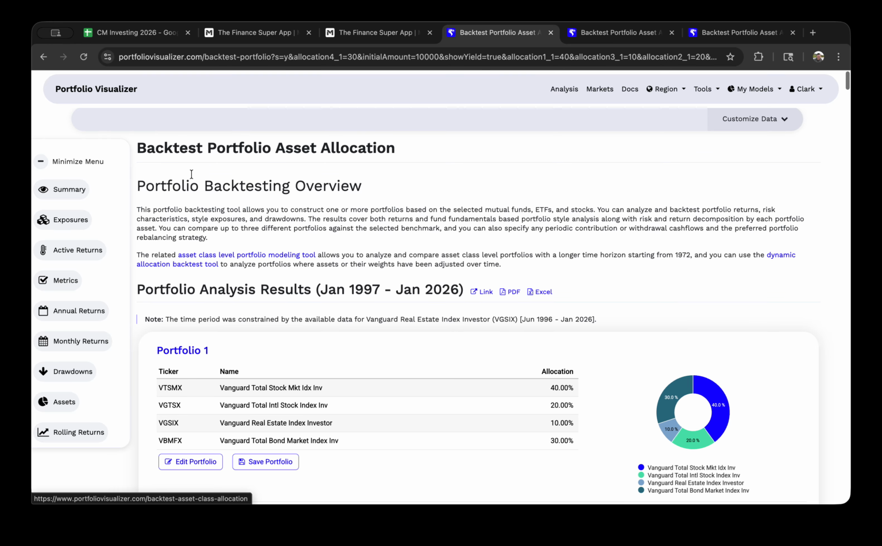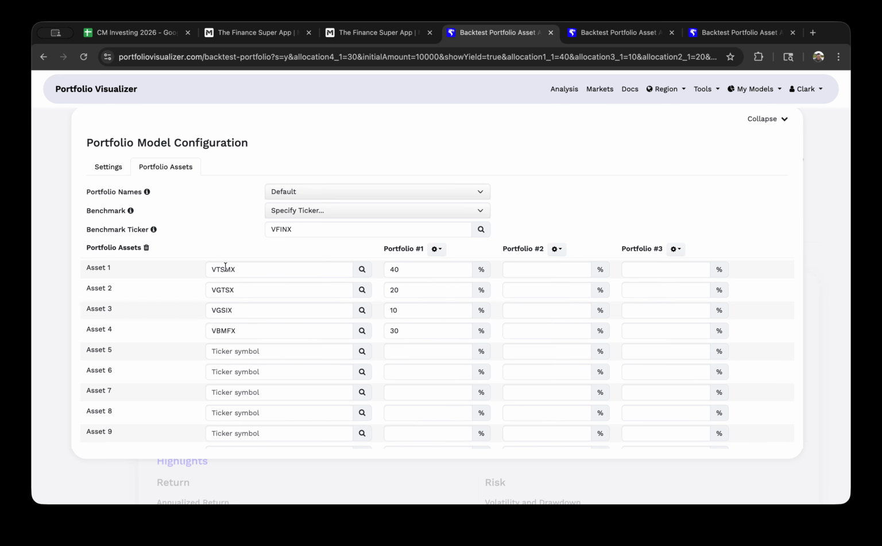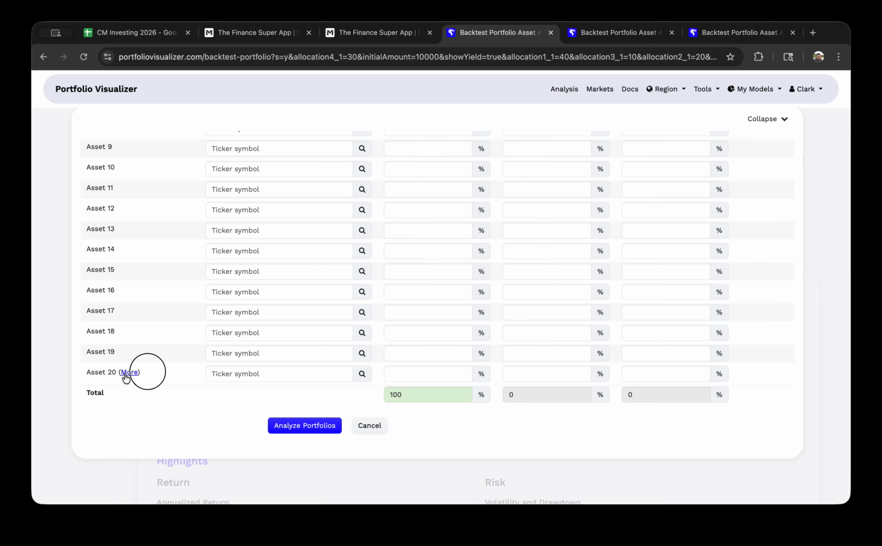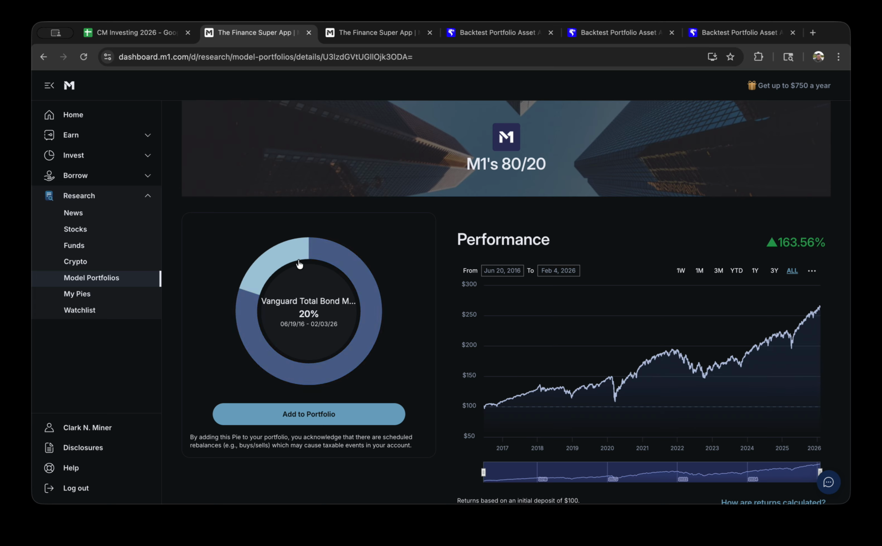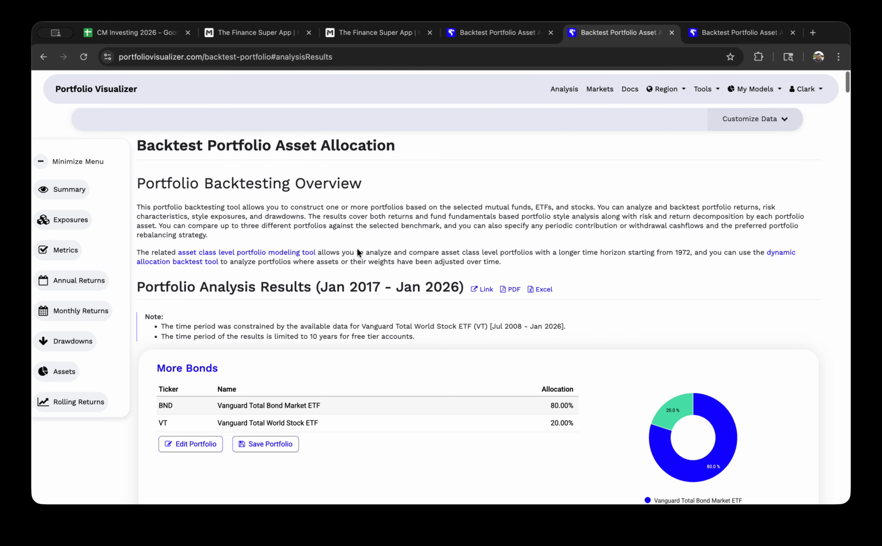This is a free platform. What it does is you hit Edit Portfolio, and check this out. You can choose different funds, right? Look them up in here, and then choose the percentage for the allocation you want that to be, right? So you could do this with tons of different stocks or different ETFs that you like, or if you want to take a closer look at these M1 model portfolios, you can put them in here. So I have this one loaded up in here.